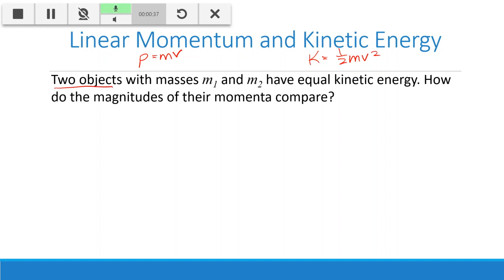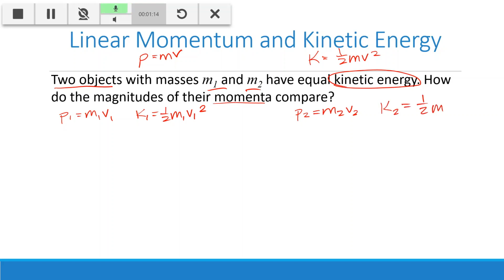So we have 2 different objects with 2 different masses. We don't really know anything about them. We're just going to create a model, and we want to figure out how their momenta compare if they have the same kinetic energy. Object 1 is going to have a momentum of p1 equals m1 v1, and a kinetic energy K1 equal to 1/2 m1 v1 squared. Our second object is going to have a momentum of p2 equal to m2 v2, and a kinetic energy K2 of 1/2 m2 v2 squared.